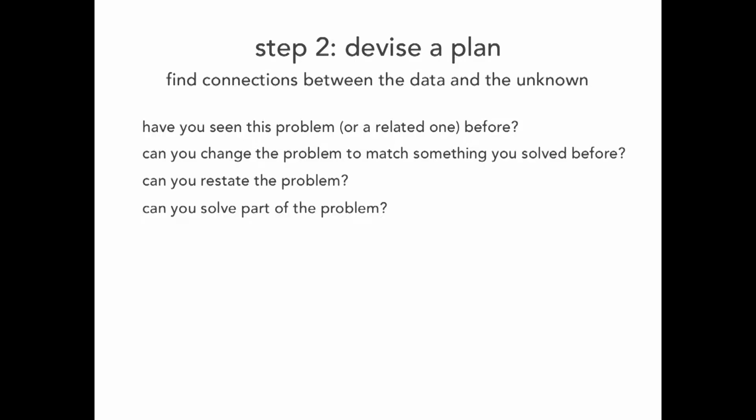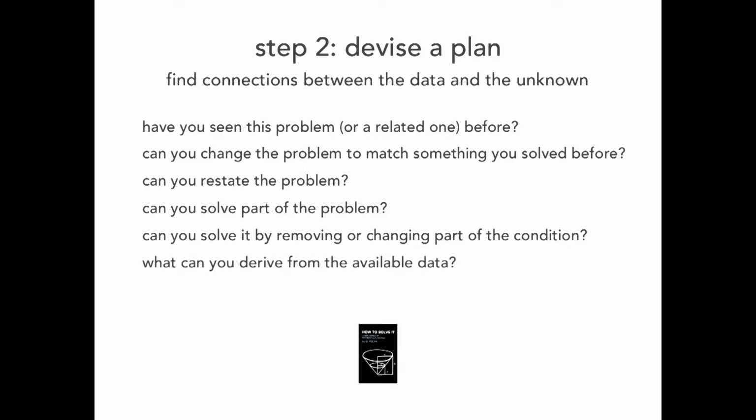Can you solve part of the problem? This is another aspect. Maybe we can't solve the whole thing, but can we solve part of it? Or can you solve it by removing or changing part of the condition? Can we derive anything else from the available data? So what we're really trying to do here is find that connection and really devise a plan.